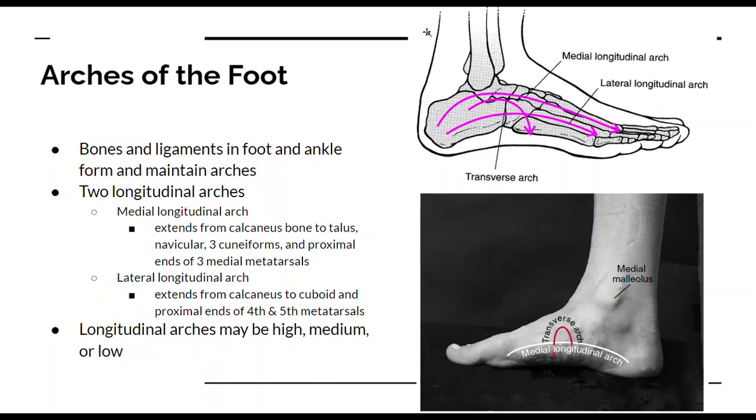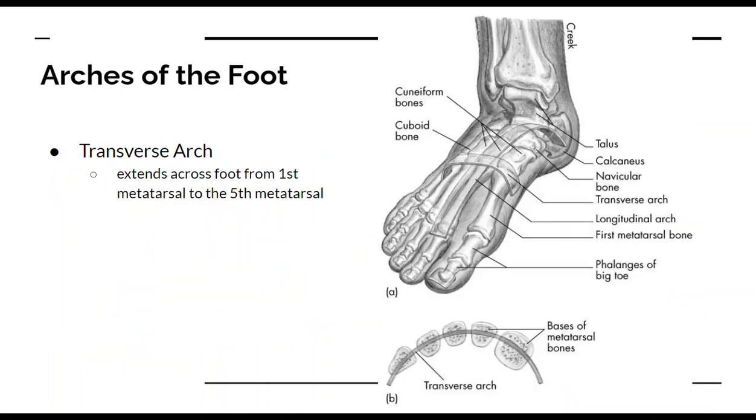in colloquial terms. Then you have your lateral longitudinal arch, which extends from the calcaneus to the cuboid to the fourth and fifth metatarsals. And these may be high, medium, or low. There's a lot of debate about what high arch, low arch means, but if they're functioning properly, you should have no problems. Then we have the transverse arch, right?